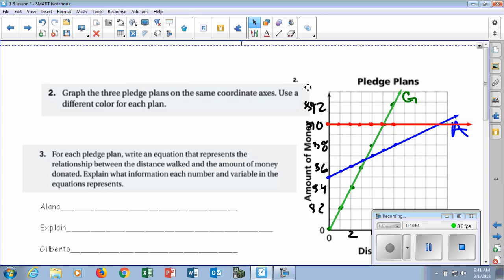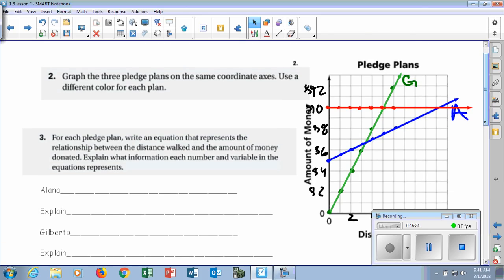So if we go on to 3, it says for each pledge plan, write an equation that represents the relationship between the distance walked and the amount of money donated. Explain what information each number and variable in the equation represents. So at first where it says Elena, you're just going to write the equation and then an explanation. Break it apart. Tell me what each thing means. So we're going to do P equals, with P representing pledge. So there's my P equals.